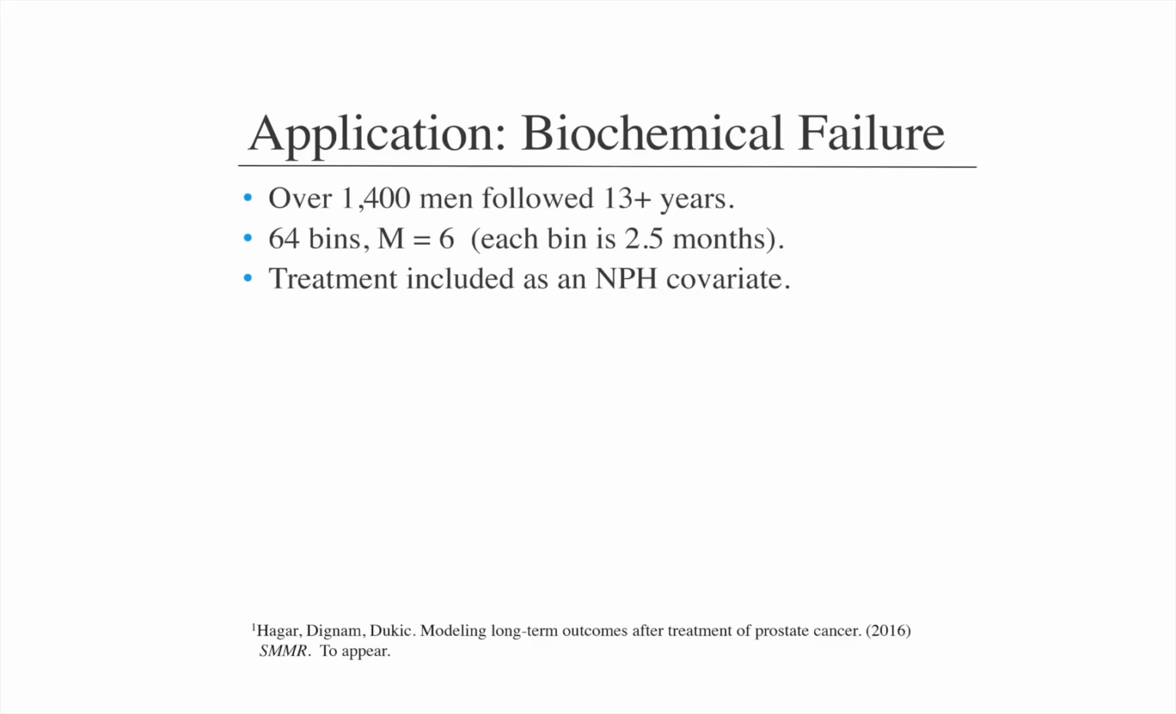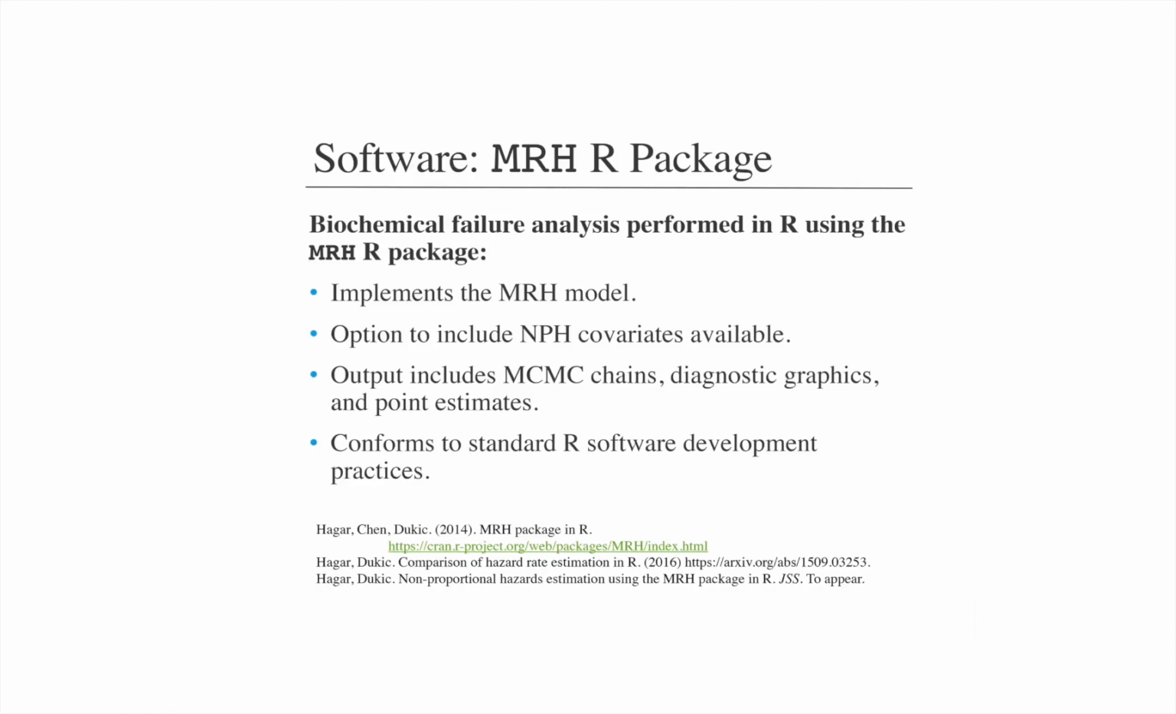All of this can be implemented in the MRH package. So some of the actual modeling can be tricky to code, so this makes it convenient to actually use this theoretical tool. In the MRH model, the covariates can be made non-proportional. The output includes chains for the people who are familiar with Bayesian modeling, diagnostic graphics, and point estimates. And it also conforms to the standard R software development practices. So for anyone who's familiar with modeling in R and survival modeling in R, this stuff will look really familiar and not require a bunch of extra learning to figure out how to use.